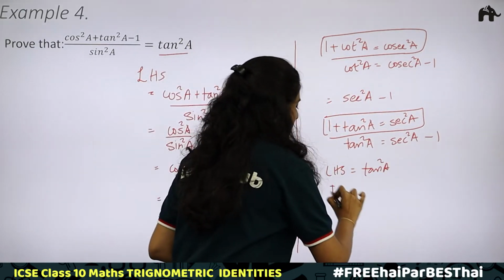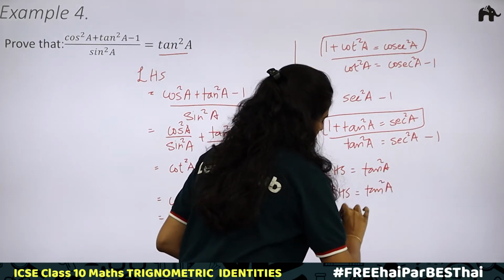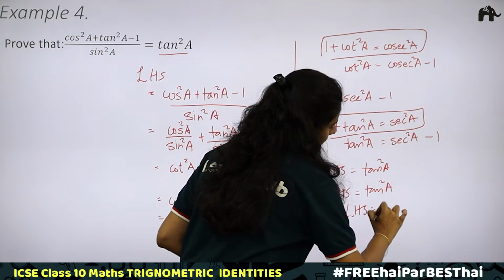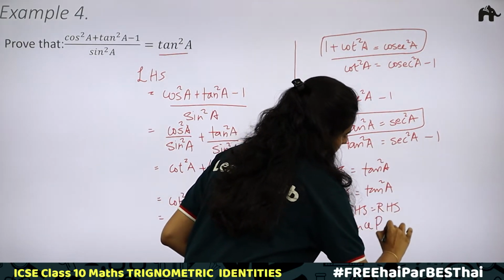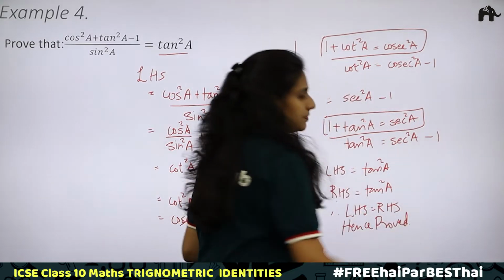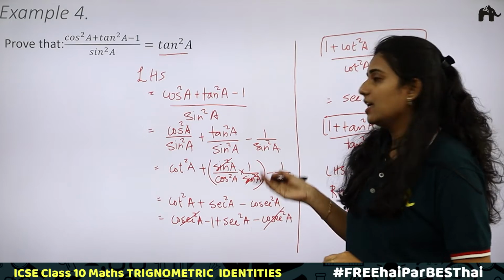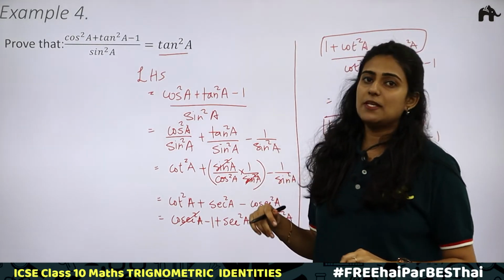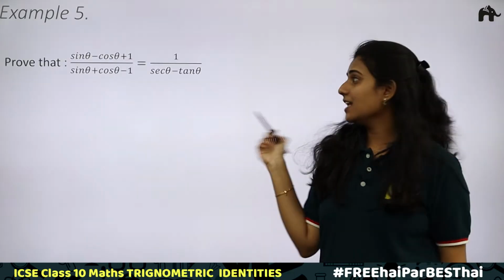What is RHS? RHS is also equal to tan square A. Therefore, we got LHS and RHS equal. This is the required proof. Hence proved. Clear? So we are using two identities here: 1 plus cot square A is equal to cosec square A, and 1 plus tan square A is equal to sec square A.